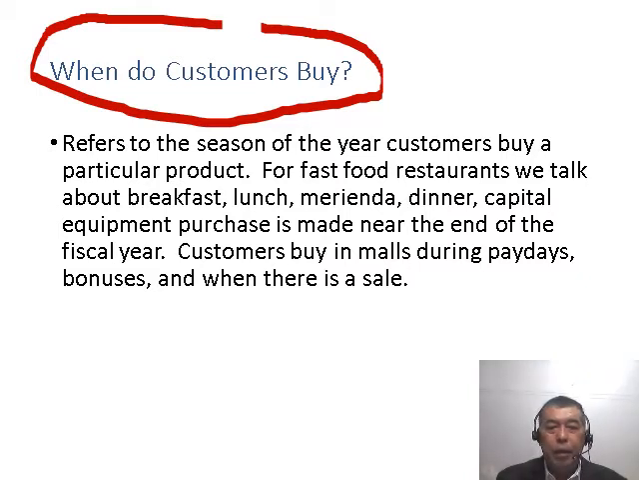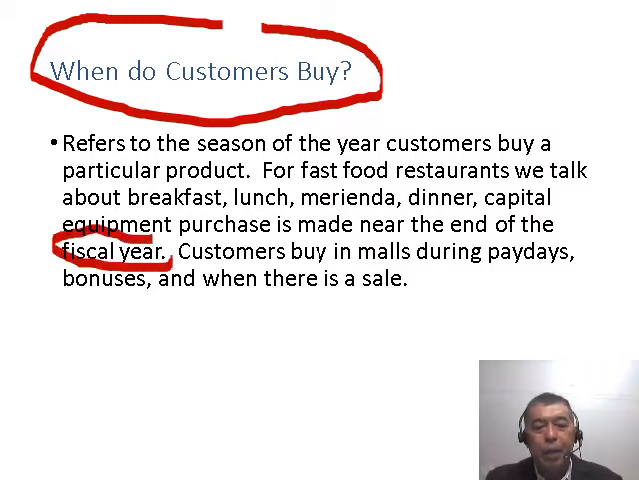So there are products and services that vary according to when the customers buy. You know? Here, the example that was given was for fast food restaurants, and they talk about the schedule of your meals per day, like breakfast, lunch, merienda, dinner. For the business market, capital equipment purchase is made near the end of the fiscal year because this is capital budgeting.